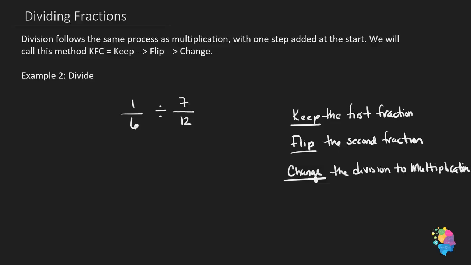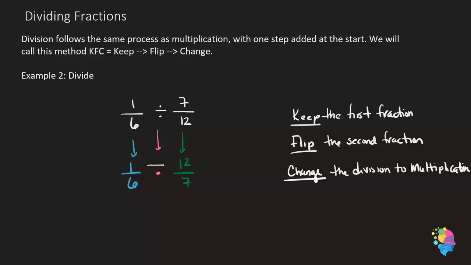All right, so let's start. We're going to keep the first fraction. We're going to flip or take the reciprocal of the second fraction, that's 12/7, and then we're going to change the division into multiplication. So from here, we take the same steps as multiplication. I personally prefer to multiply then simplify the result. If you decide to simplify before multiplying, make sure that you do the KFC first before trying to simplify your fraction. So let's multiply across.